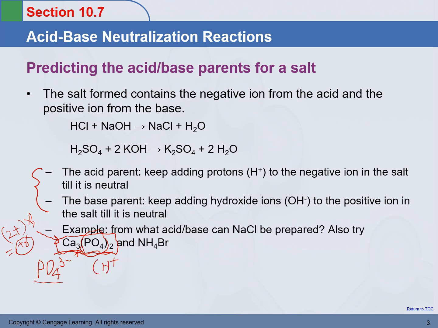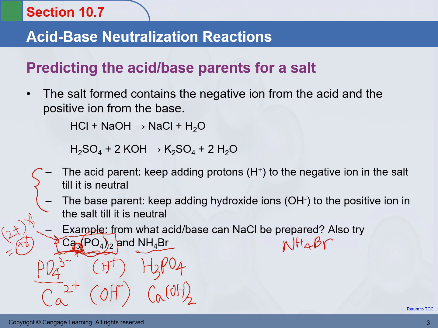You keep adding protons to it to get the acid parent. That will be H3PO4. You need 3 protons to balance out the 3 negative charge. Okay, to get the base, you take the positive ion. Again, the positive ion is calcium 2+. It's not the subscript 3 here. That 3 tells you have 3 calcium ions. So the positive ion is calcium ion. You're going to keep adding hydroxide to it until it is neutral. It's going to be Ca(OH)2. Make sense?